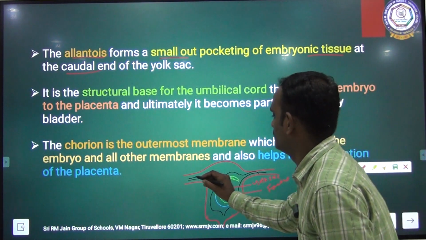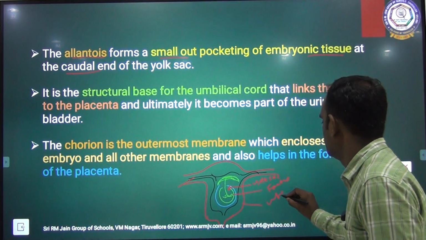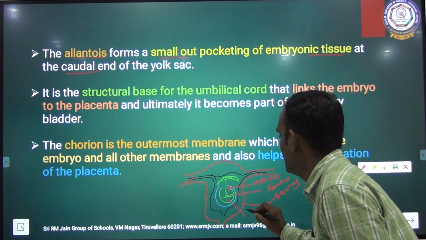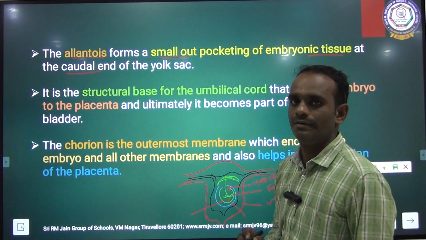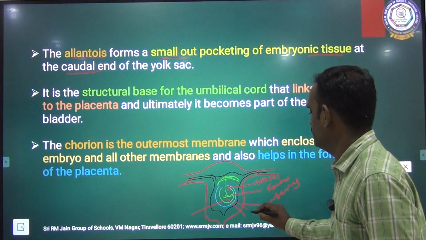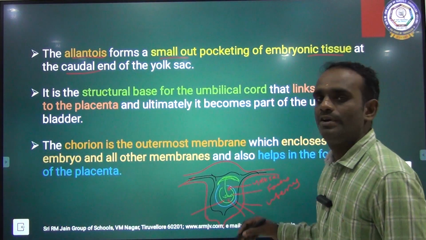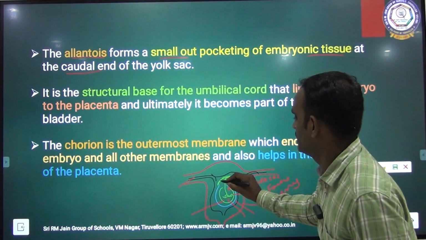Okay, and this is called the fallopian tube, you know very well, and this is called uterus, and this fluid is said to be amniotic fluid, and this is said to be amnion, and this is said to be chorion. So these are the extra embryonic membranes. Here allantois is present here.